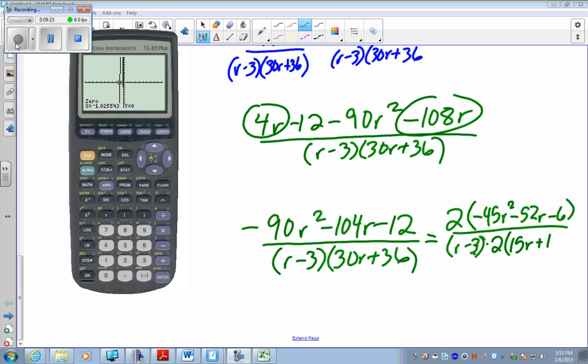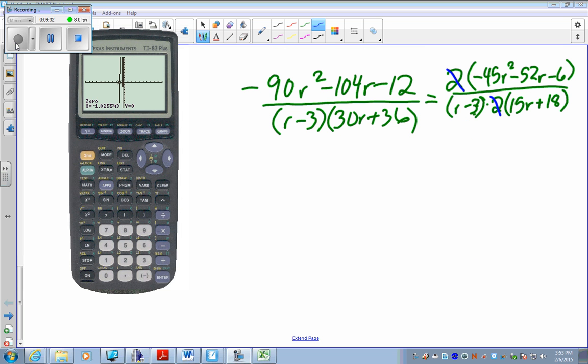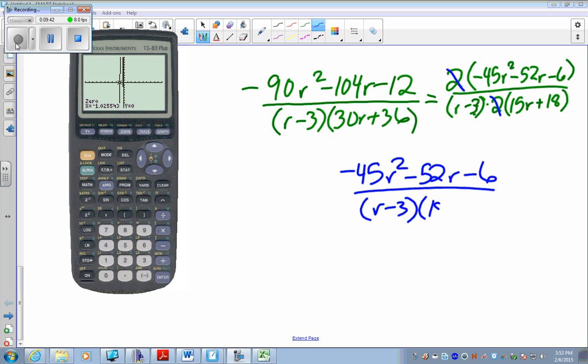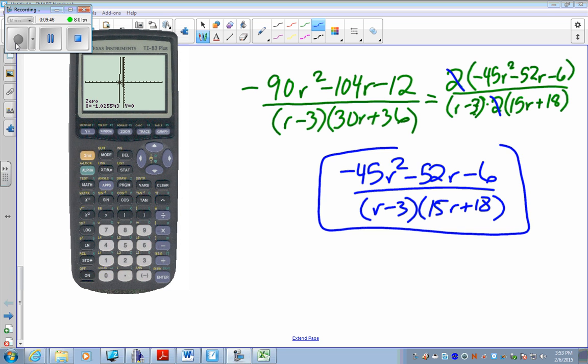Numerator and denominator, I can cancel out those. And what's left is my answer. -45r squared minus 52r minus 6 over r minus 3 times 15r plus 18. That would be it. Moving on.